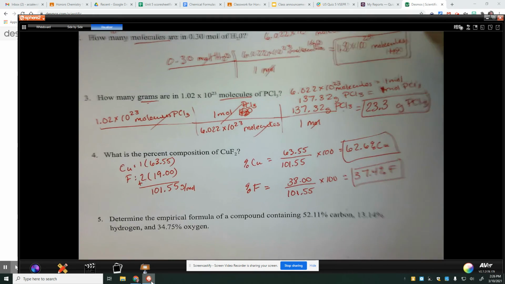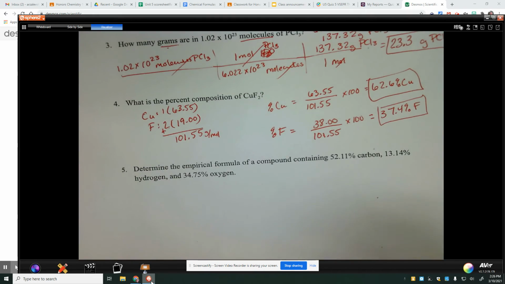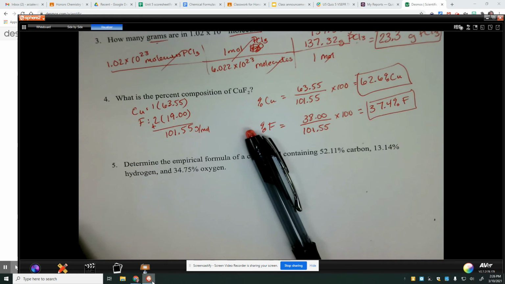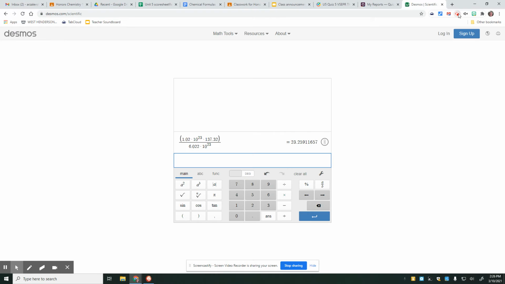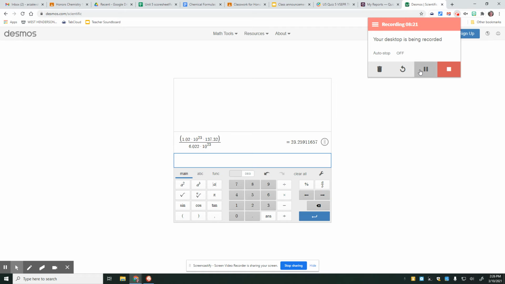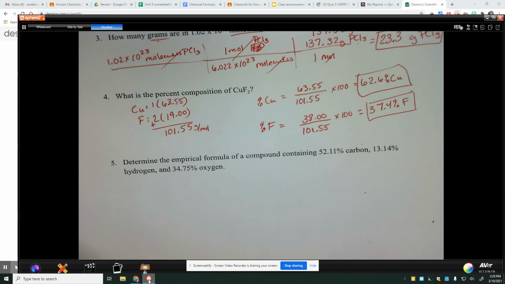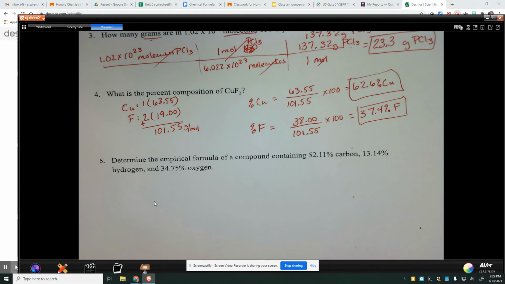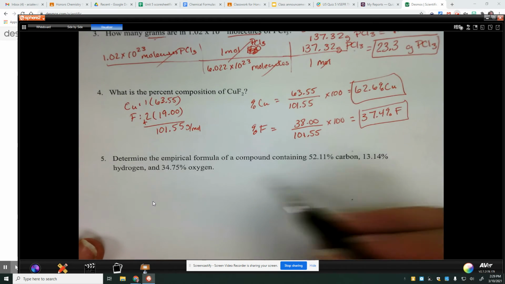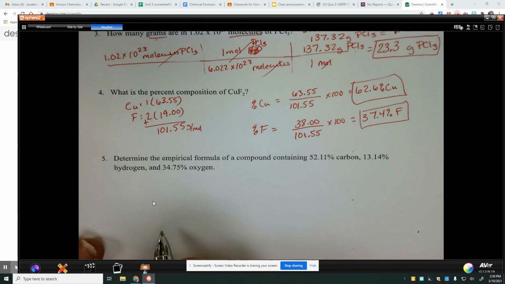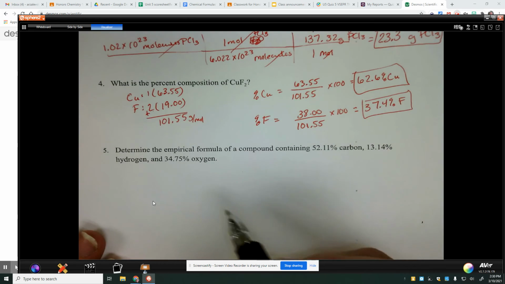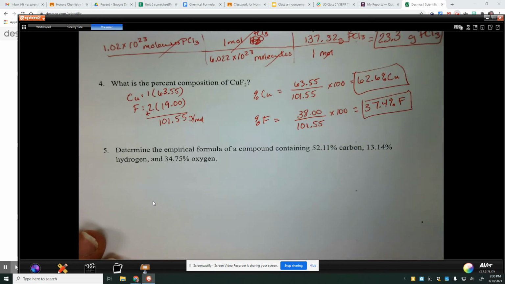All right, and then an empirical formula practice. Okay, so number 5 is calculating an empirical formula. So the little rhyme for that one is percent to mass, mass to mole, divide by small, multiply till whole.